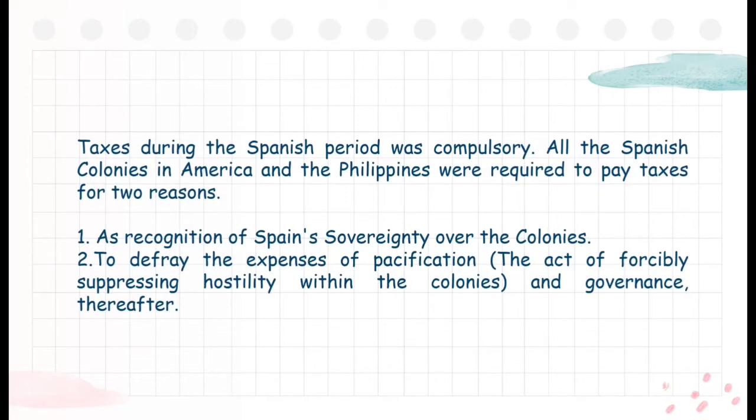Second, it is to defray the expenses of pacification, which is the act of forcibly suppressing hostility within the colonies and governance thereafter. Our innocent and powerless Philippines was spearheaded and governed with heavy burden. The audacity of the Spaniards to treat us as their hostile through subjugating our land was ungrateful. However, this event had given counterparts in the evolution, particularly the taxation in the Philippines.